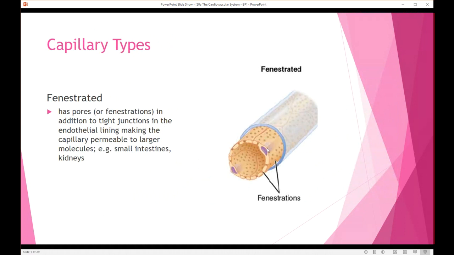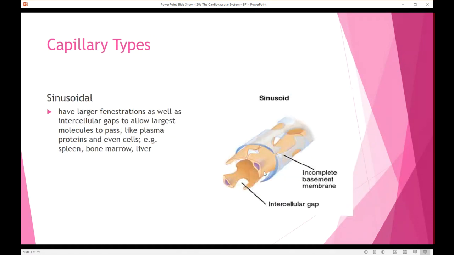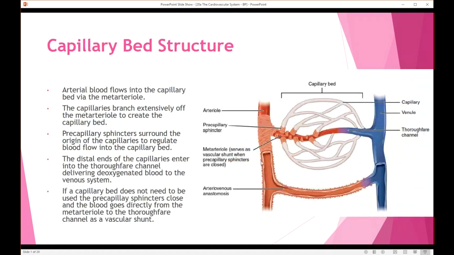These are the fenestrated, so you can see those fenestrations here, the pores. Okay, we also have tight junctions within that endothelial lining. We're going to allow larger molecules to pass through here, like in our small intestines and our kidneys. And then sinusoidal is where we're going to have any cells being able to migrate through, like within our spleen, our bone marrow, and our liver.